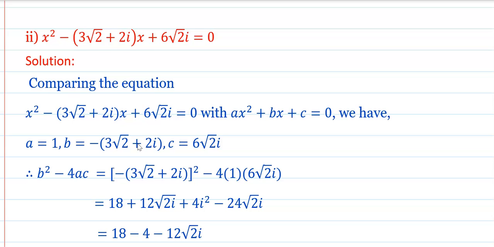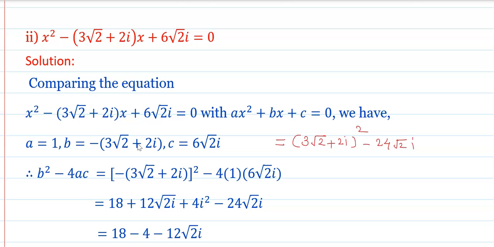Okay. Again b square minus 4ac. So we will square b, which already has a minus sign, and when squaring it becomes plus. That is, here you will get (3 root 2 plus 2i) whole square. Again the multiplication of these two: 4 into 1 is 4, 4 into 6, you will get 24. Okay, minus 24 root 2i. Okay, (3 root 2 plus 2i) square.